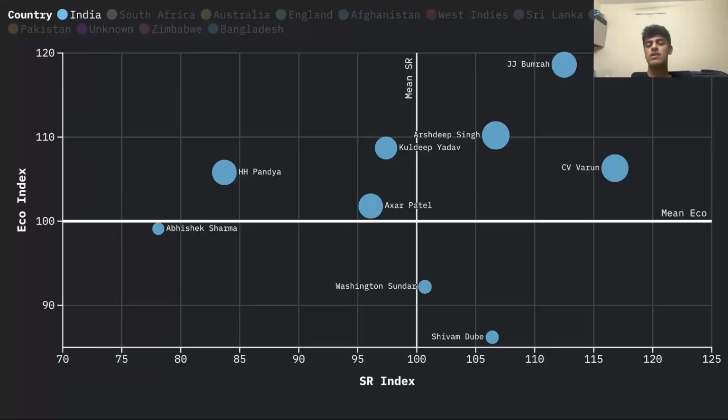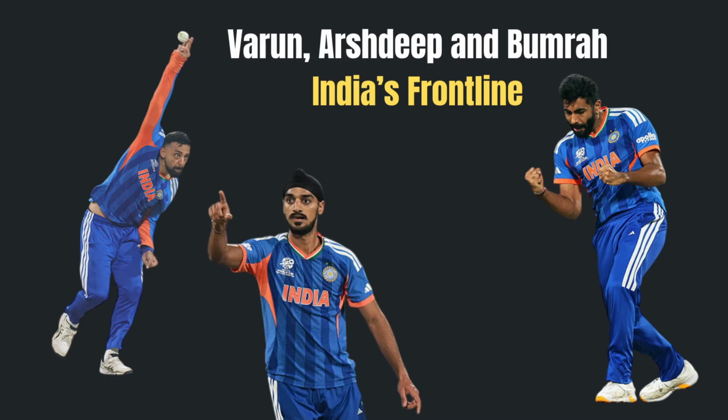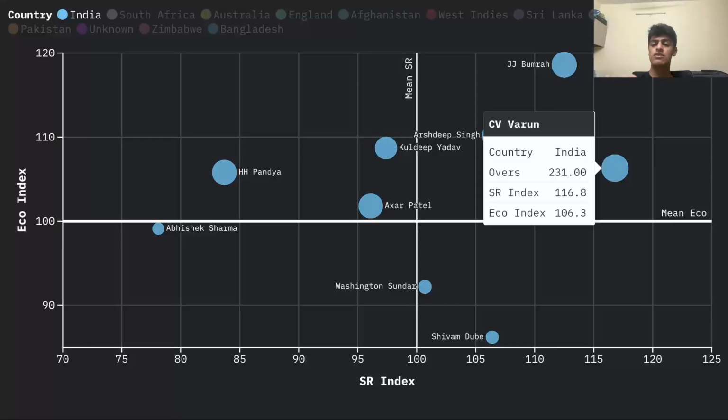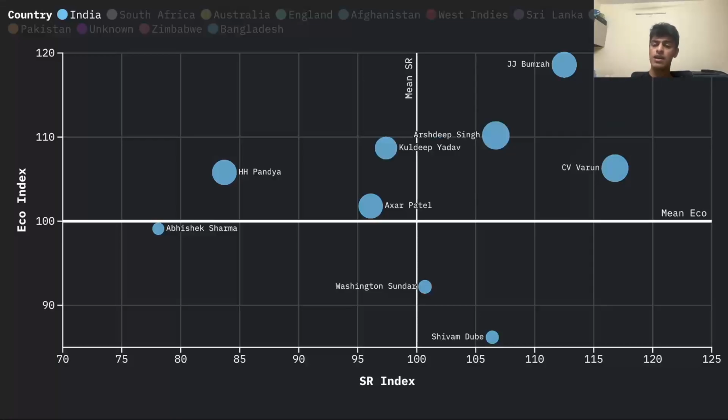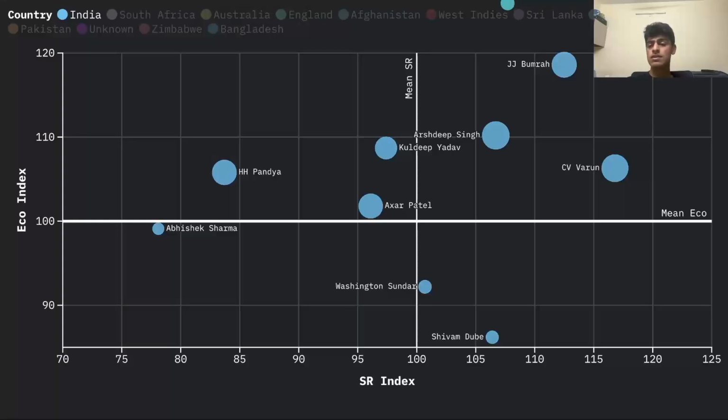Now, getting on to the Indian attack. What you'll notice here is India has a clear advantage in frontline bowlers. They have Varun Chakravarti, Arshdeep Singh, and obviously Jasprit Bumrah. Jasprit Bumrah ranks one of the highest in both the strike rate and economy indexes. Similarly, Varun Chakravarti has one of the highest strike rate indexes, and Arshdeep Singh is also capable of doing both at a very high level. Now, this alone grants India a huge advantage when compared to New Zealand.